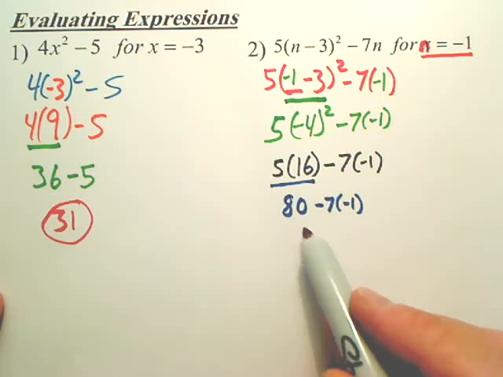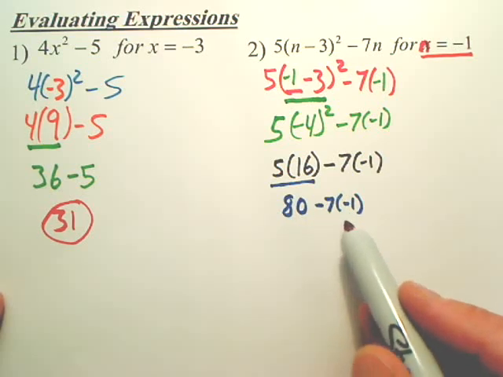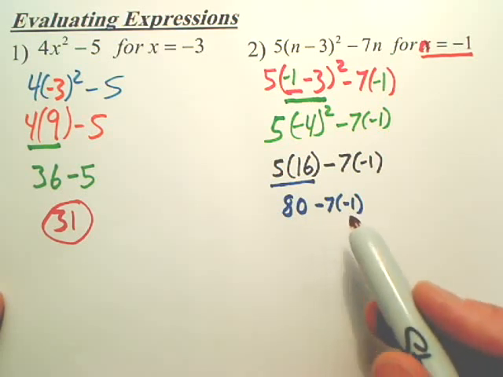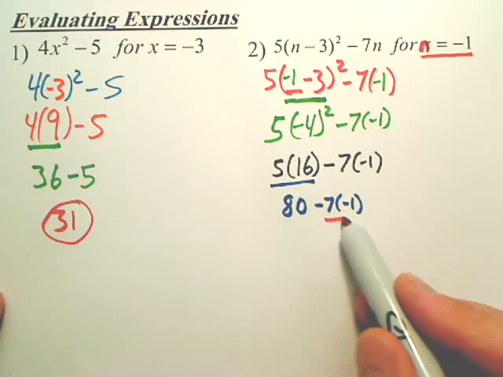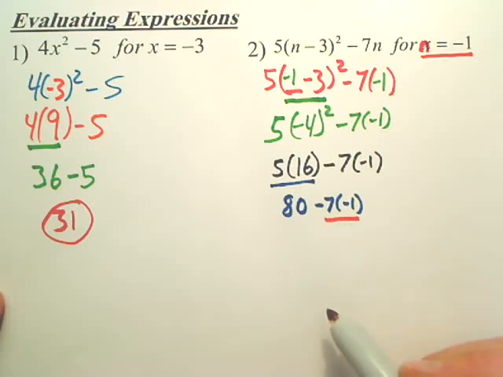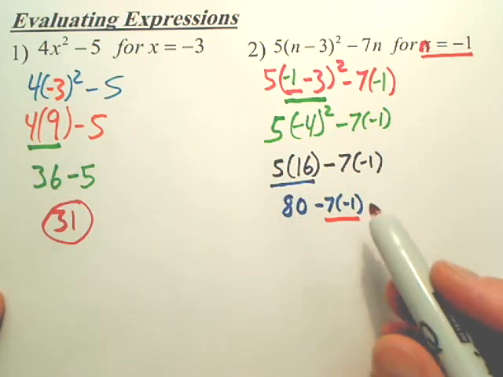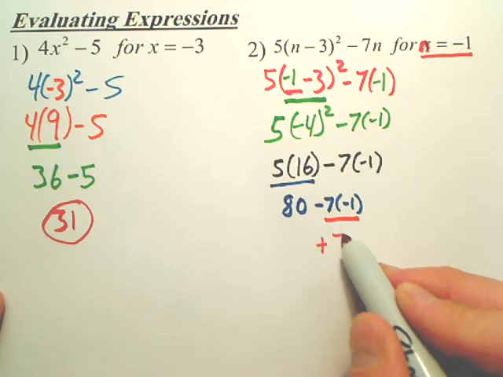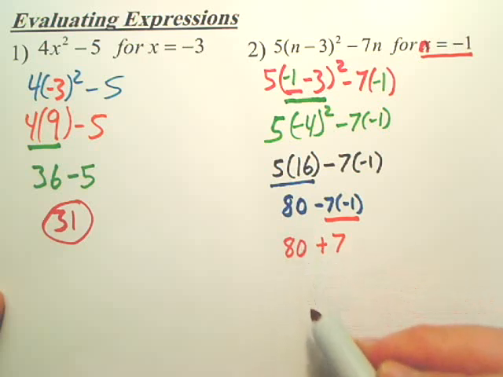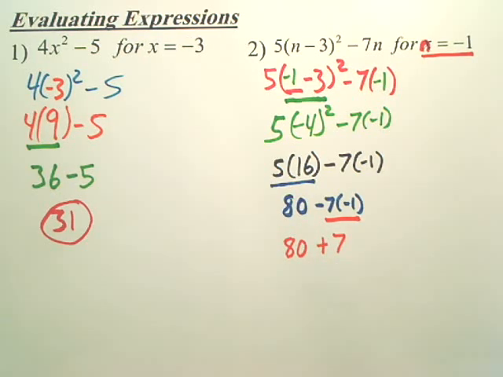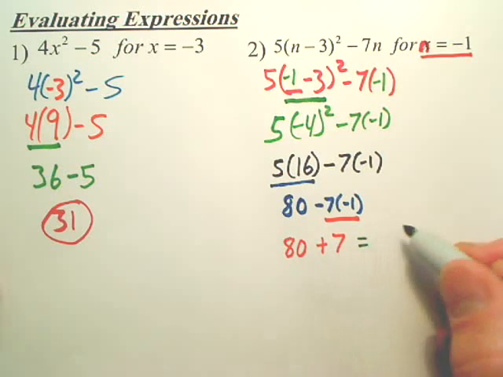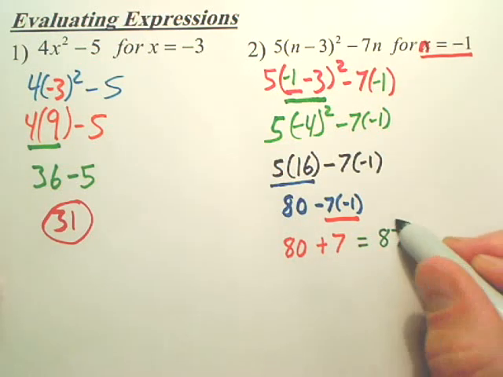Now, we still have a multiplication. We have to do multiply and divide. We're not done multiplying and dividing from left to right. So we now multiply these two. That's -7 times -1. That is a positive 7. Bring down the 80. My answer is simply 80 plus 7, 87.